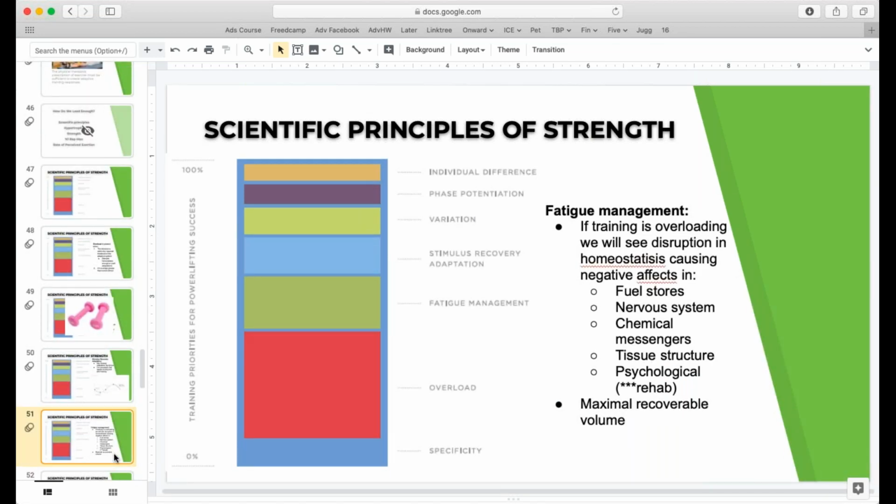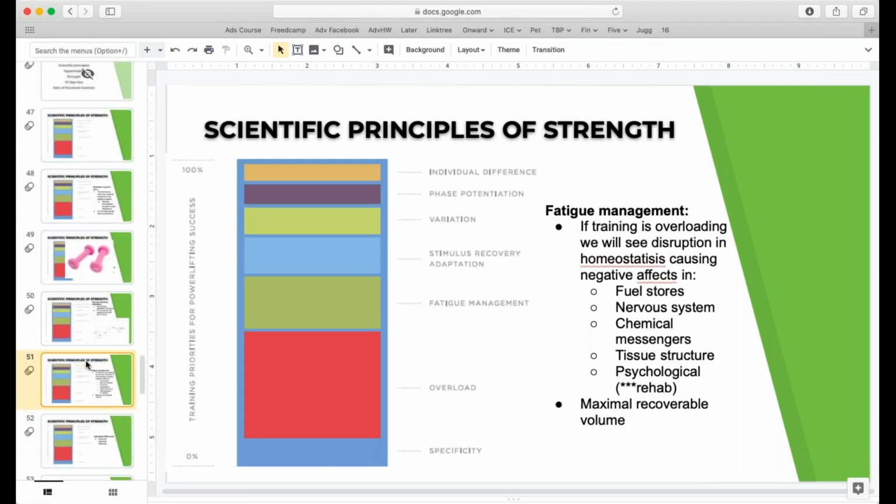The problem with that is, as we give an overloading stimulus, we're decreasing the body's fuel stores. We're creating nervous system fatigue. We're using up these chemical messengers, or we're breaking down the tissue structure itself, or we're just psychologically challenging an individual. We have to now understand this principle of fatigue management, of how do we compensate for this breakdown. And this is a really important one for us to understand.